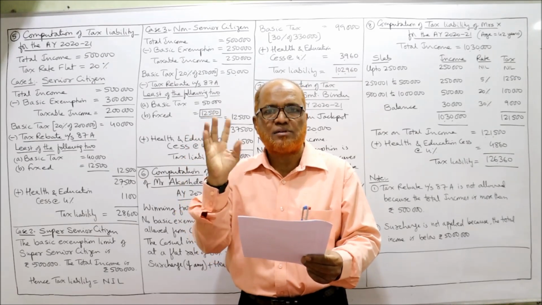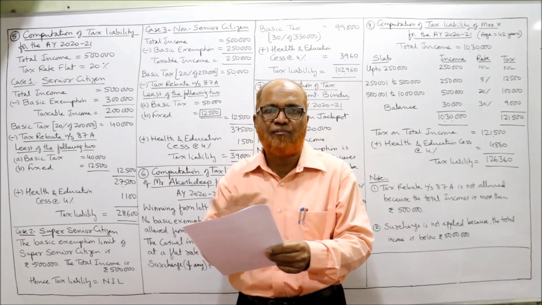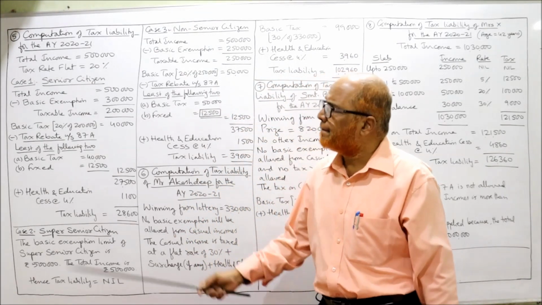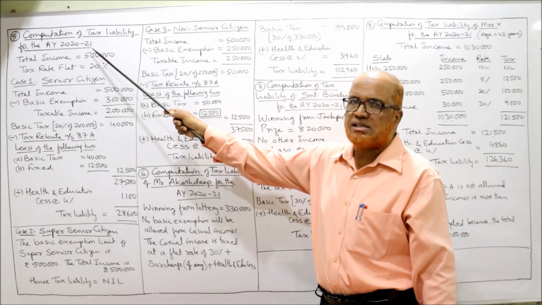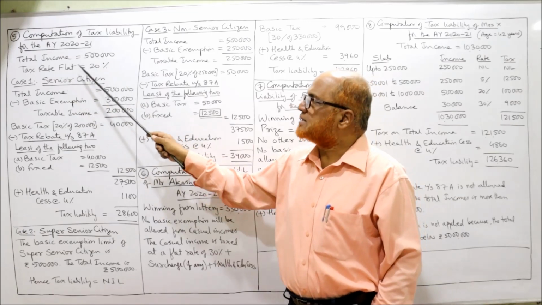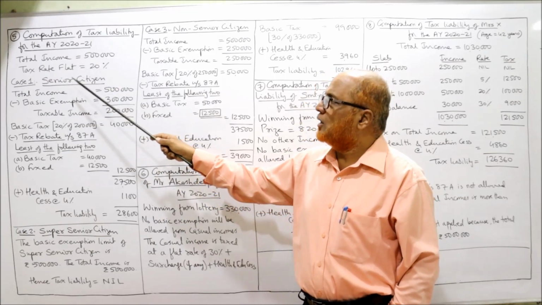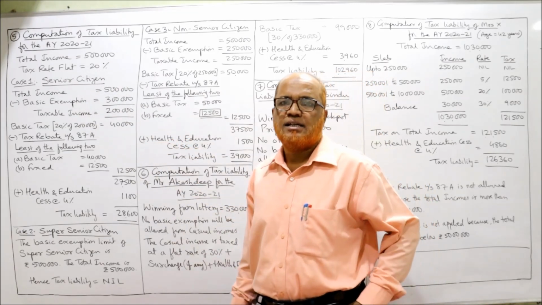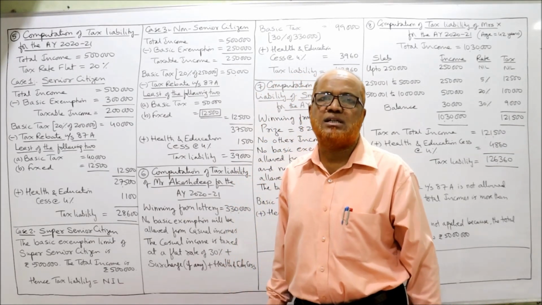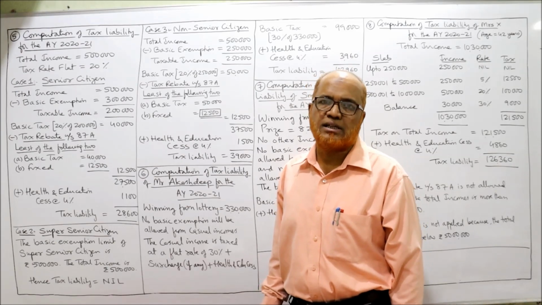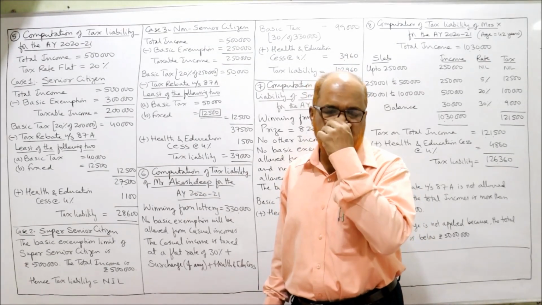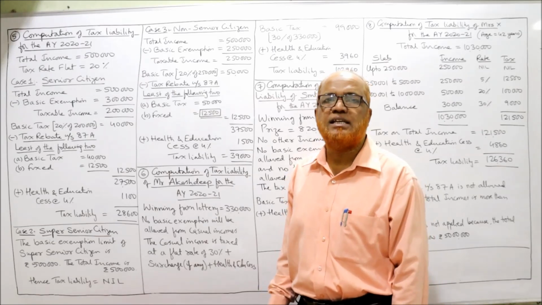The total income is 5 lakh, taxable at a flat rate of 20%. Very easy, simple problem. Computation of tax liability for the assessment year 2021. Total income 5 lakh and tax rate flat 20%. Now first case, senior citizen. A senior citizen is one who has crossed the age of 60 years: 60 years and above, below 80. So he will be categorized as senior citizen.